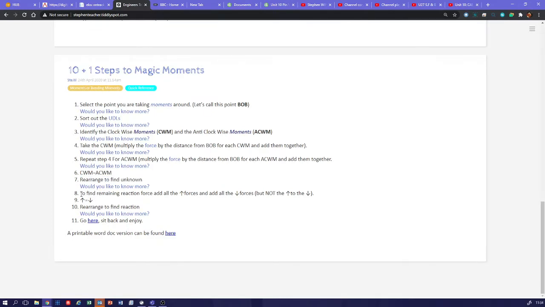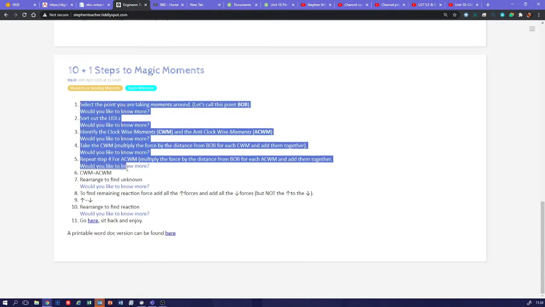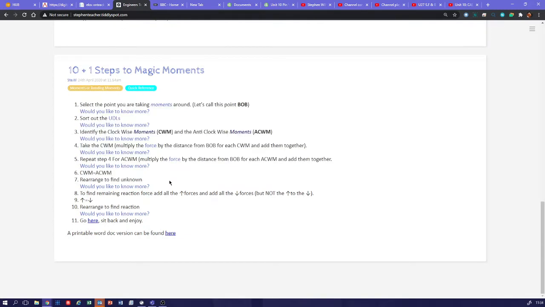And then finally, we don't have to do all of this again to find the remaining reaction force, because we know that the up forces must equal the down forces for equilibrium. Remember our three rules for equilibrium are that the up forces must equal the down forces, the left forces equal the right forces, and the clockwise moments equal the anti-clockwise moments. And if all those three things are true, then what we've got is in equilibrium.